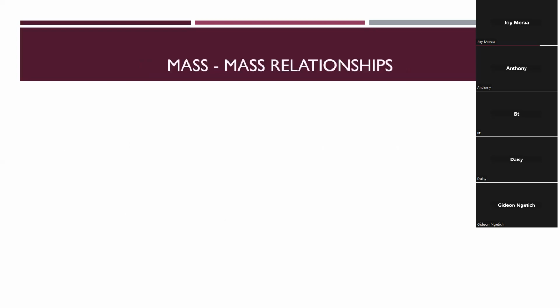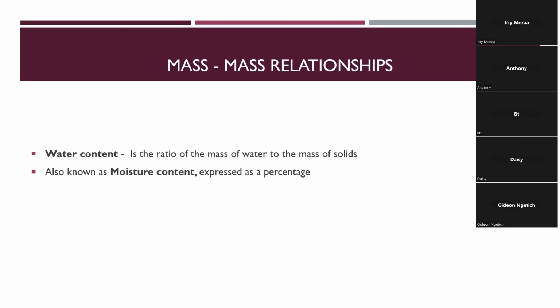Now we are going to mass relationship, where we have the water content, which is the ratio of mass of water to the mass of solids. It is also known as moisture content and can be expressed as a percentage by multiplying it by 100. There is the formula, w equals Mw over Ms, the mass of solids.